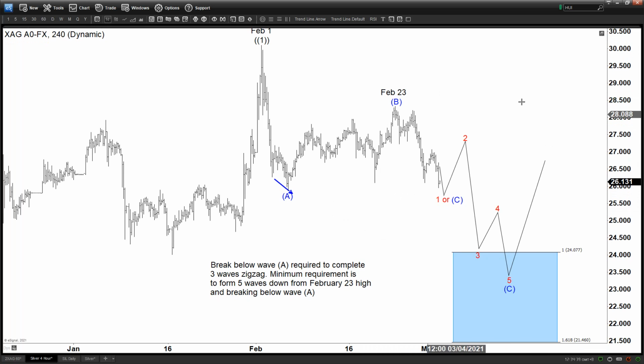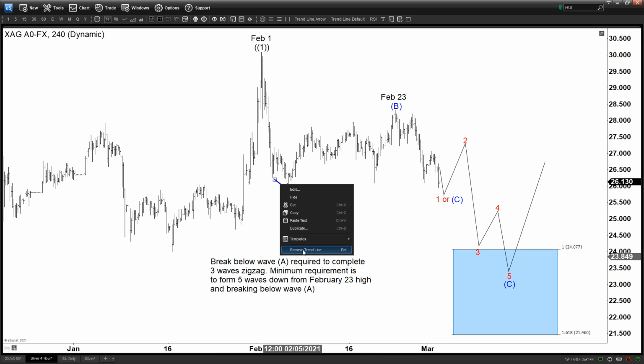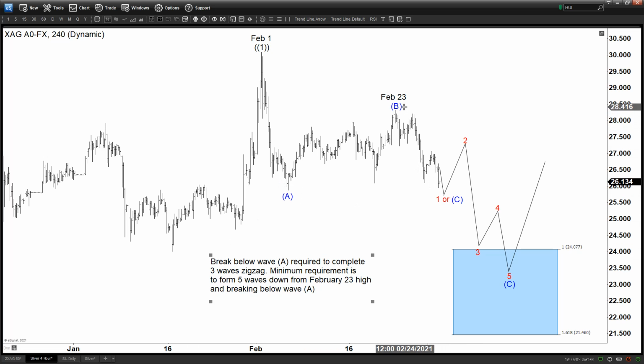Typically an ABC can go all the way to the 100%, which is 24, right? You might say, wow, 24, that's a huge drop. Yeah, it is. It's almost $2, that's almost like a 10% drop from where we are. But remember, that's just the ideal target of an ABC. The thing is, this is also already 5 waves, right? 1, 2, 3, 4, 5.